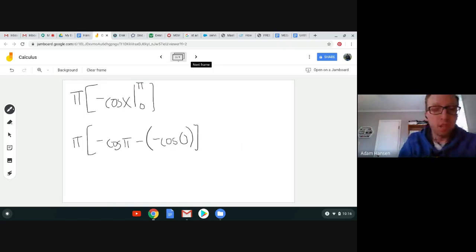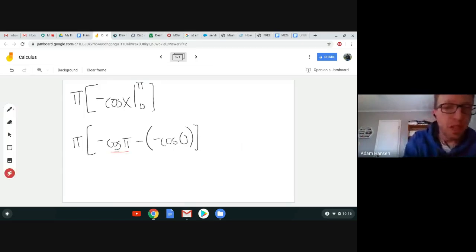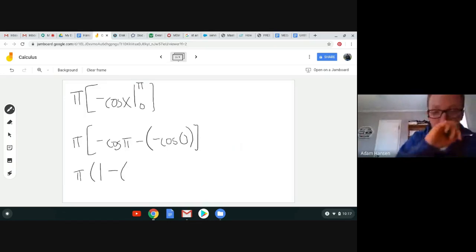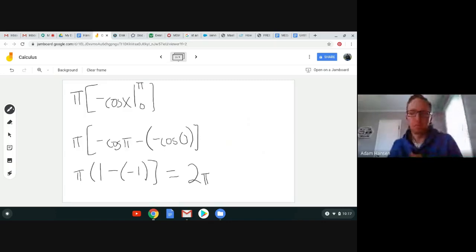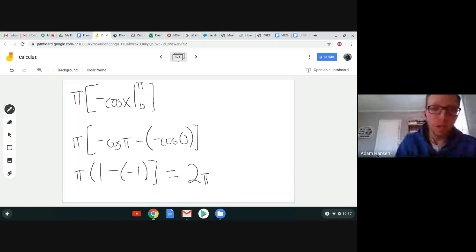Cosine of pi should be negative 1. The negative of that would be positive 1. Cosine of 0 is positive 1, but then net minus negative 1. I think I'm going to get 2 pi. 1 minus negative 1 is 2 times pi makes 2 pi.